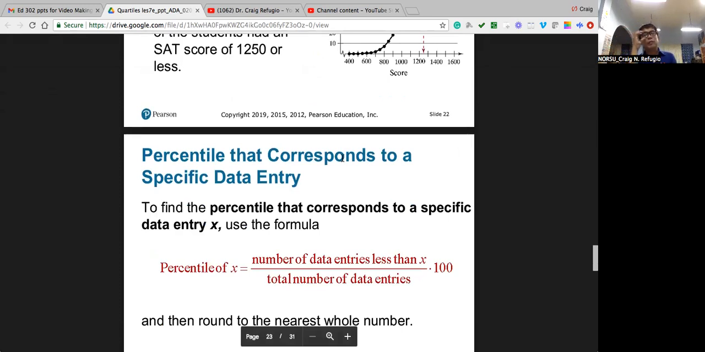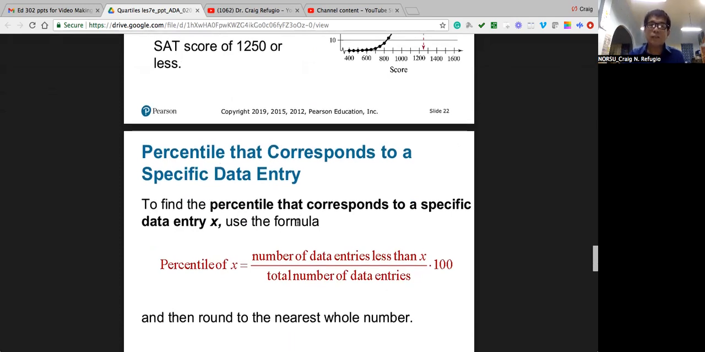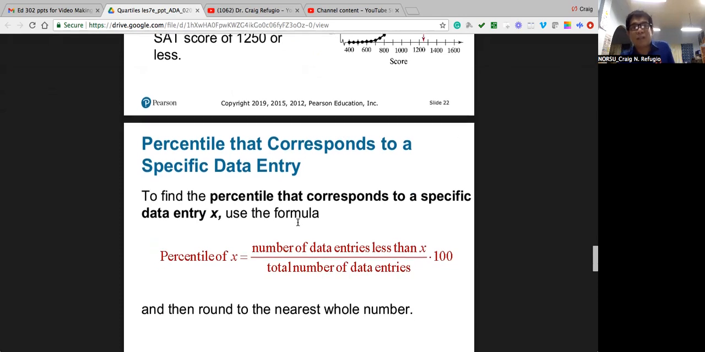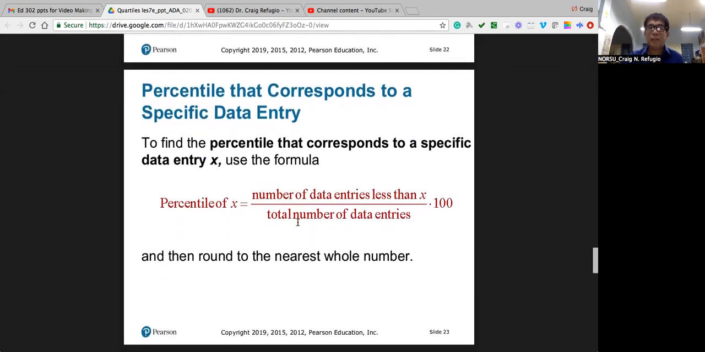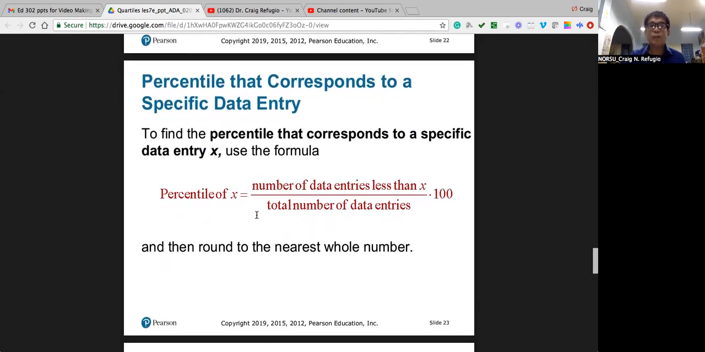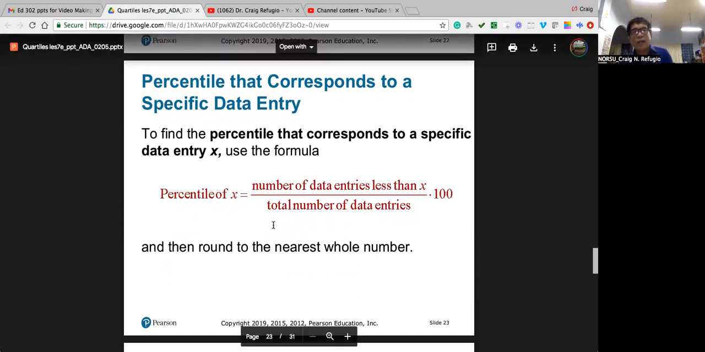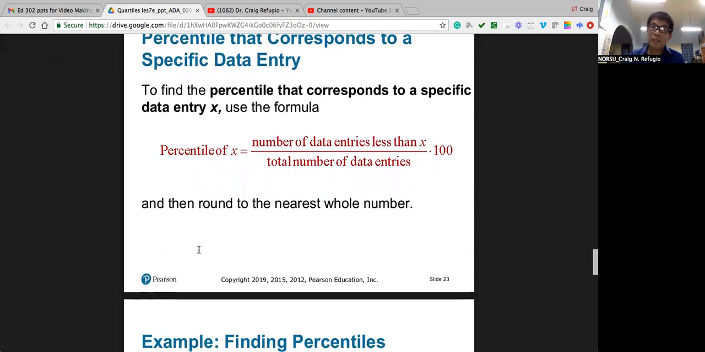A percentile corresponds to a specific data entry. So how do we calculate a percentile? To find the percentile that corresponds to a specific data entry x, use the formula: percentile of x is equal to the number of data entries less than x divided by the total number of data entries, then times 100, and then round to the nearest whole number.